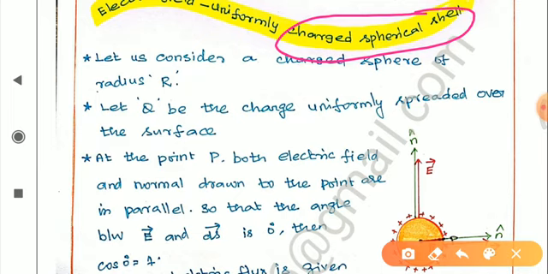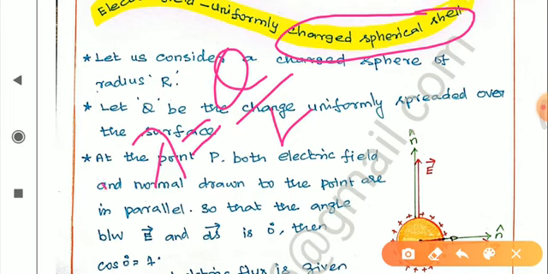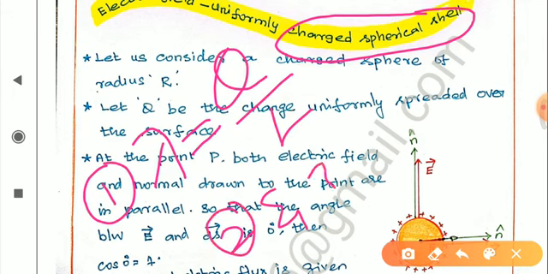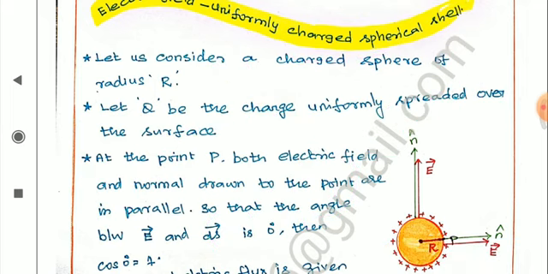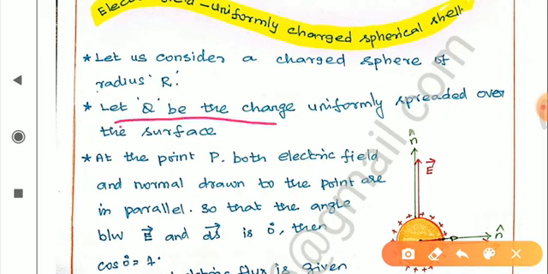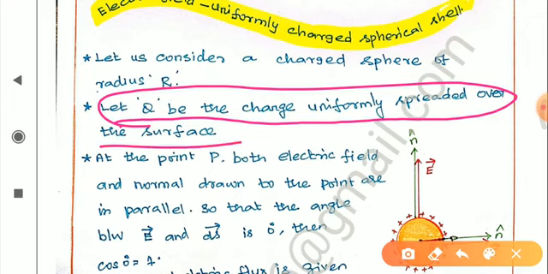In the previous three cases, we have discussed the uniform linear charge density, lambda is equal to Q by L. This is the first application. In the second and third applications, we have discussed uniform surface charge density, that is sigma is equal to Q by A. Now, this fourth application of Gauss law is entirely different from these two charge densities. What is different here? Here we assume that Q is the charge which is uniformly spread on the surface.